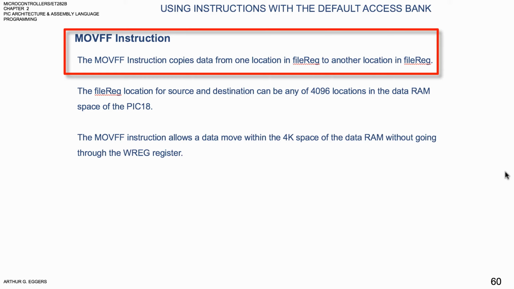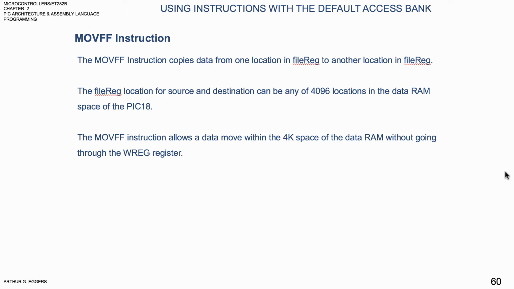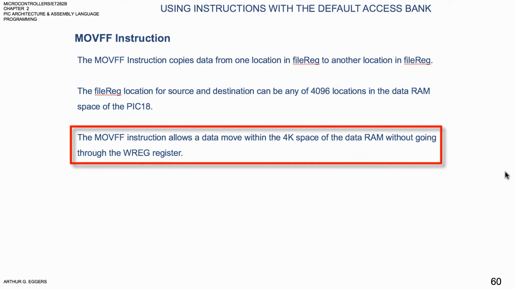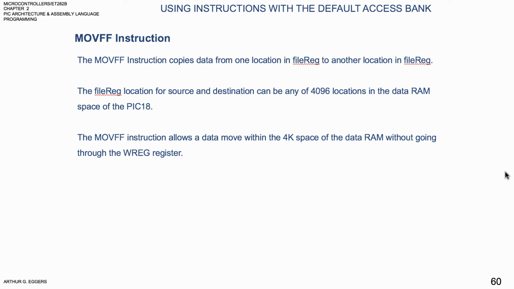Let's look at the MOVFF instruction now. The MOVFF instruction copies data from one location in the file register to another location in the file register. The file register location for source and destination can be any of the 4096 locations in the data RAM space of the PIC18. The MOVFF instruction allows us to move data within the 4K space of the data RAM without going through the working register.